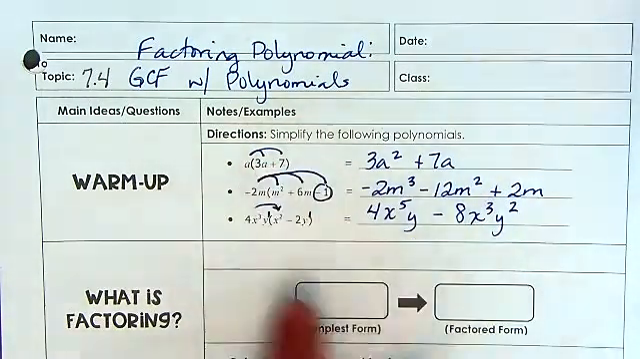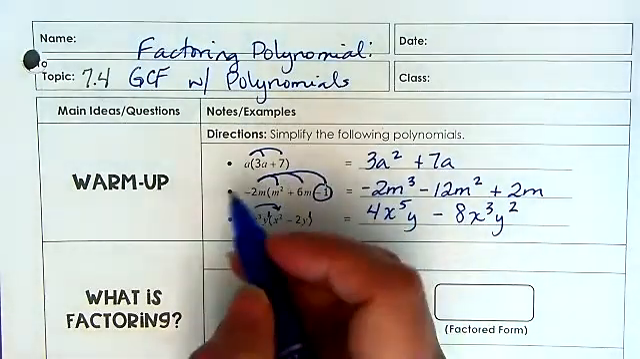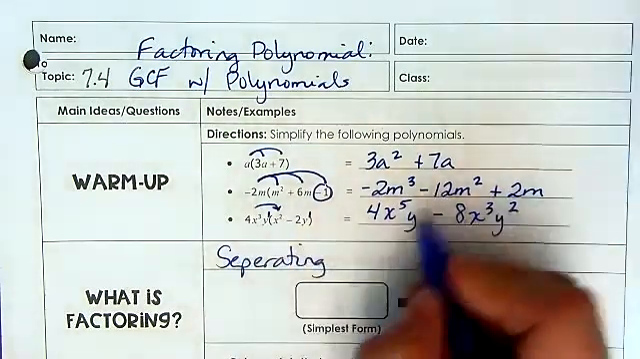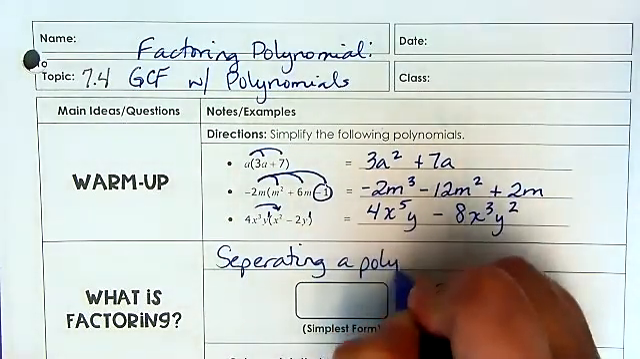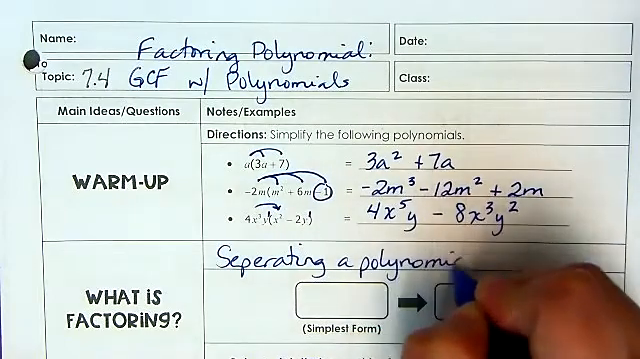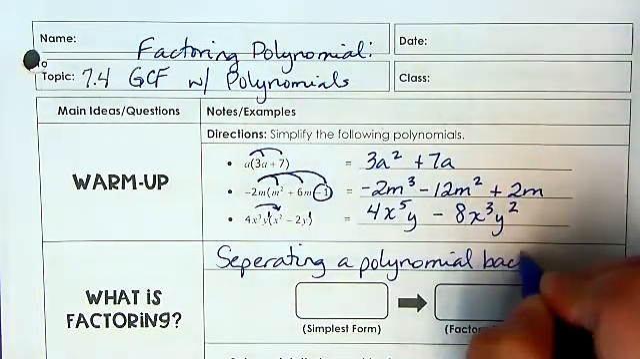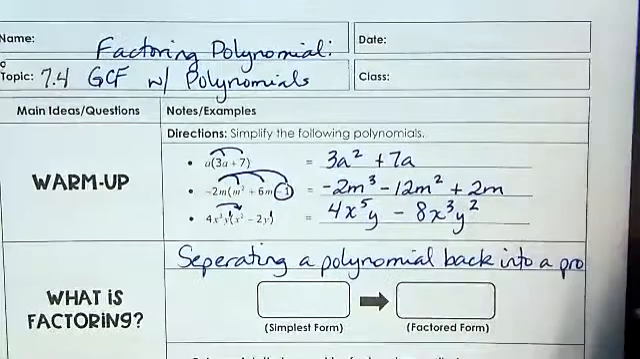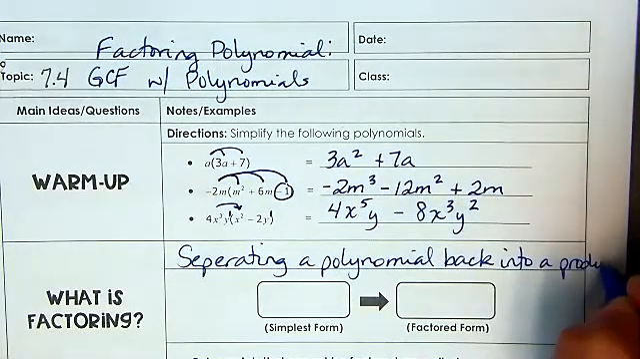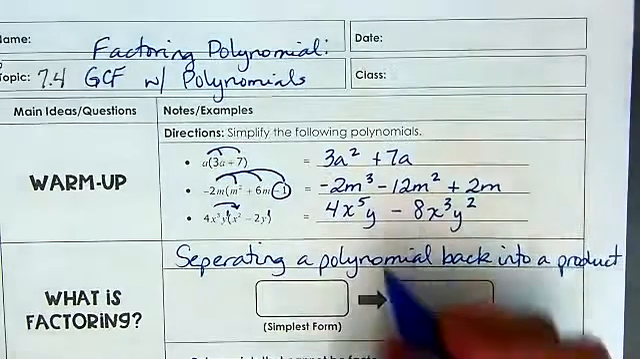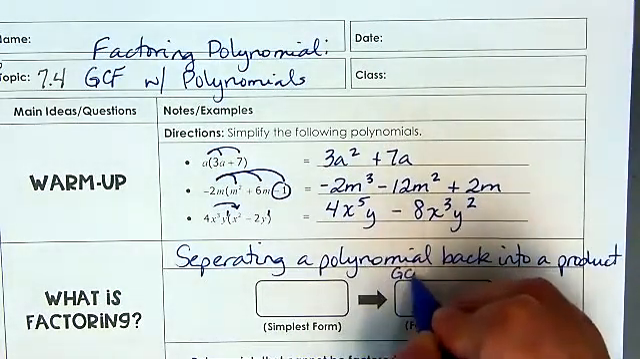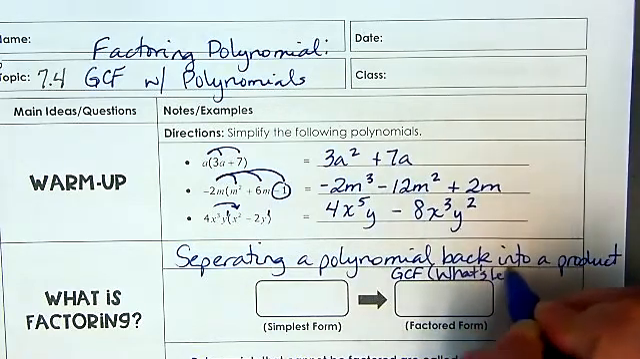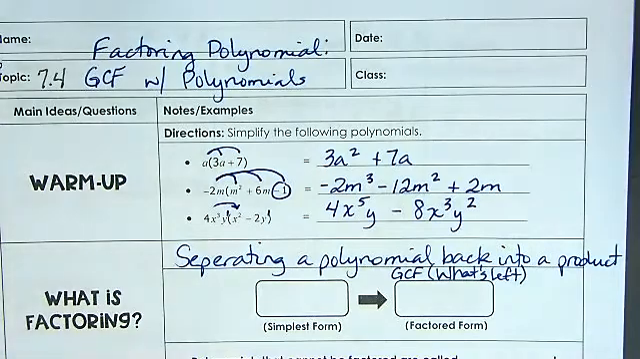Okay, so to define factoring, it is separating a polynomial back into a product. Separating a polynomial back into a product. I like to think about it as looking at the GCF times what's left after you take out that GCF. That's the way I look at it.